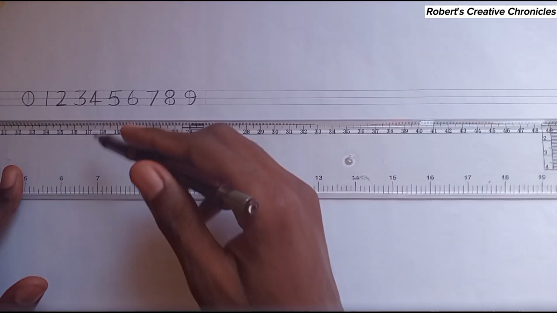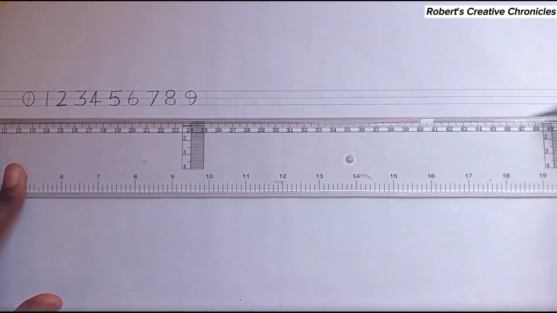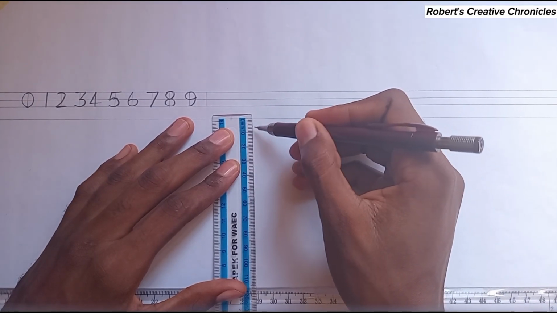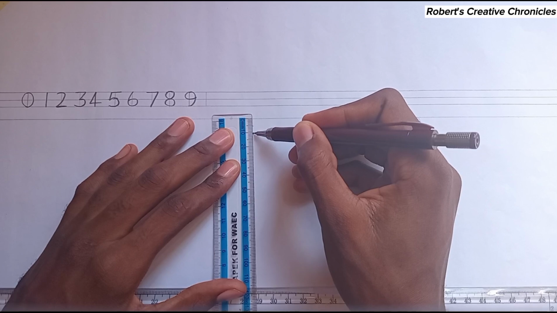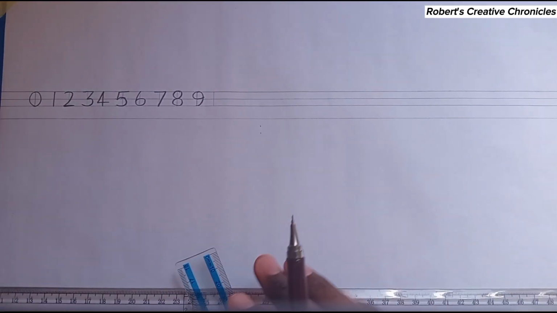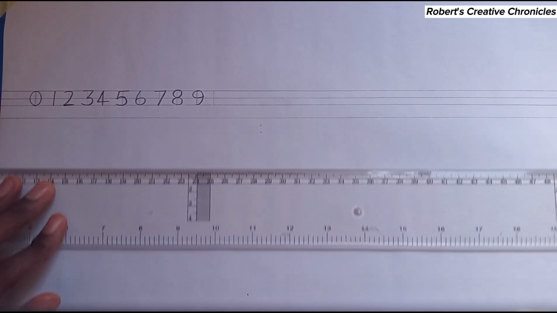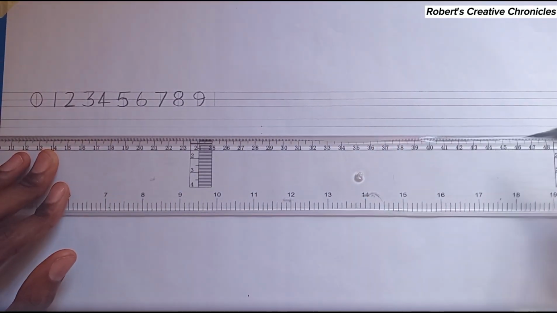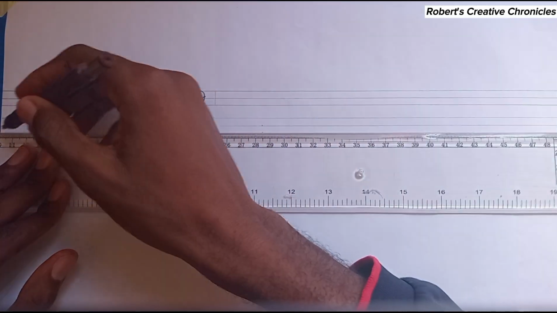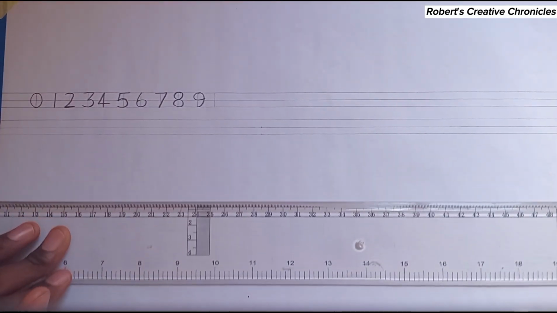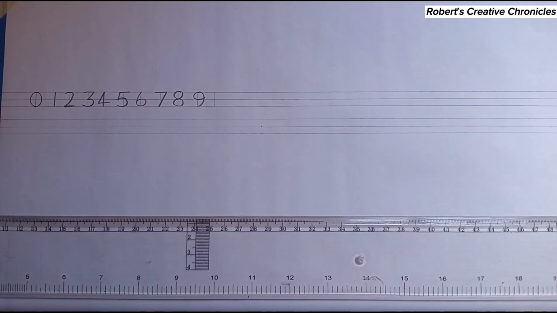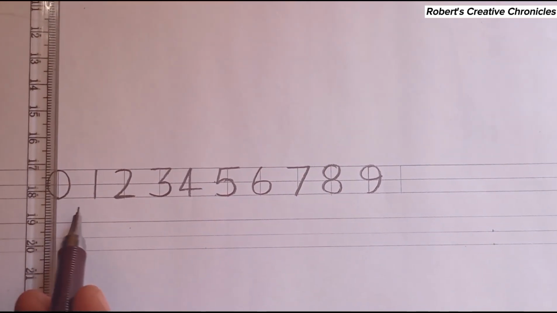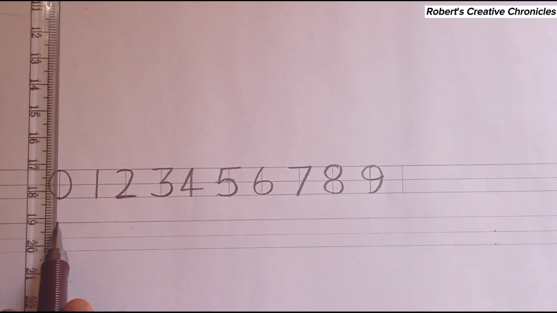First, let's draw the line. Then we're going to measure it the same way we did this. So now I've measured it. So now we're going to project this line downward like this.